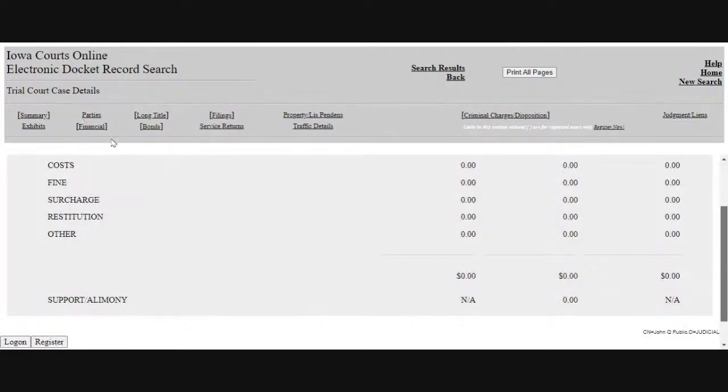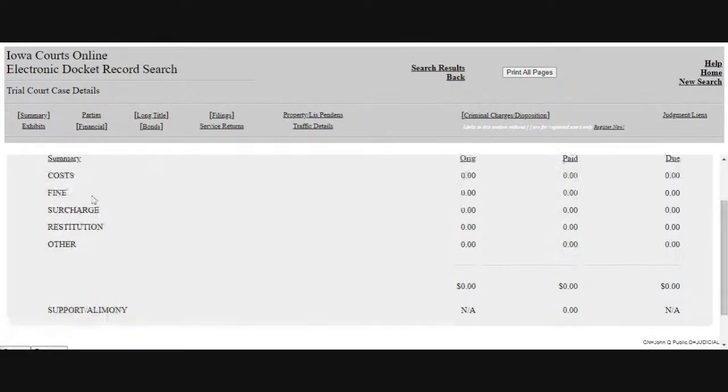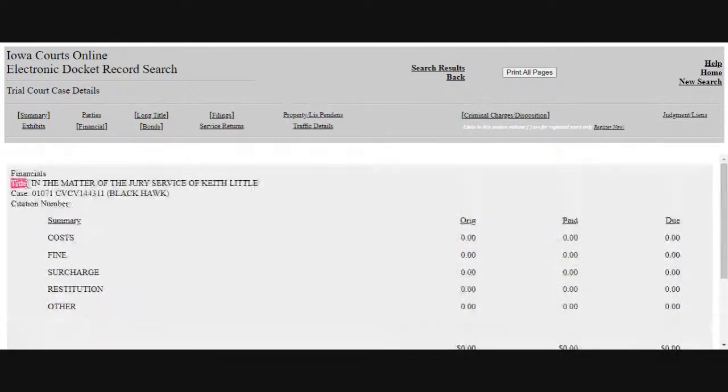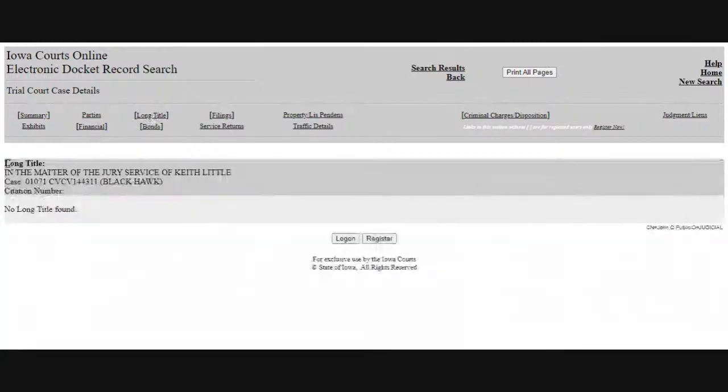The next one, remember I said, I showed you, it says right here, title, right? Right here it says long title. And right here it says long title. In the matter of the jury service of Keith Little, no long title found.